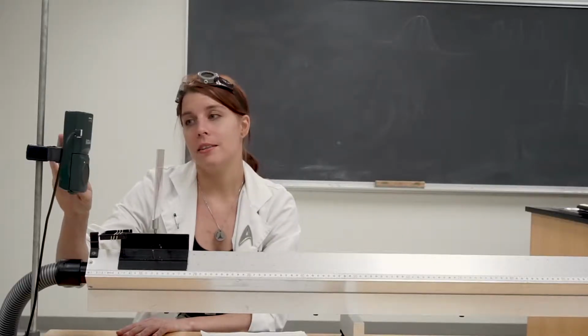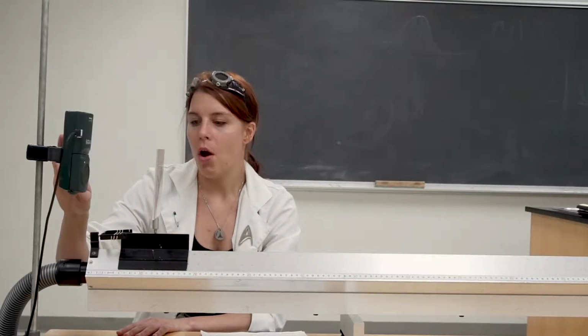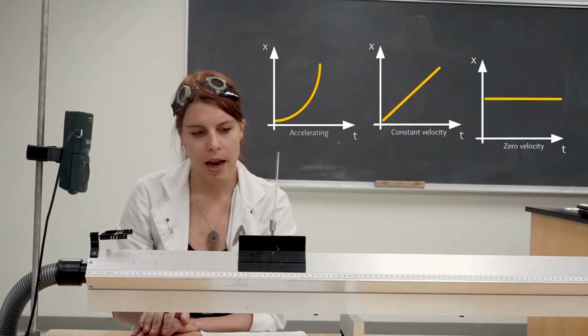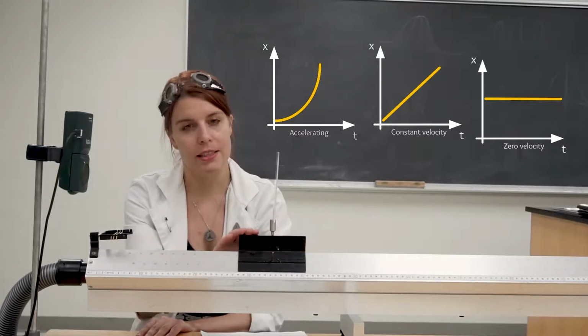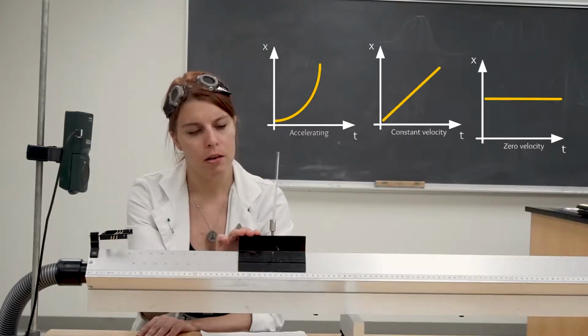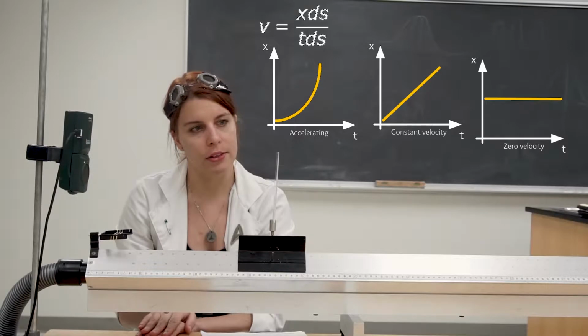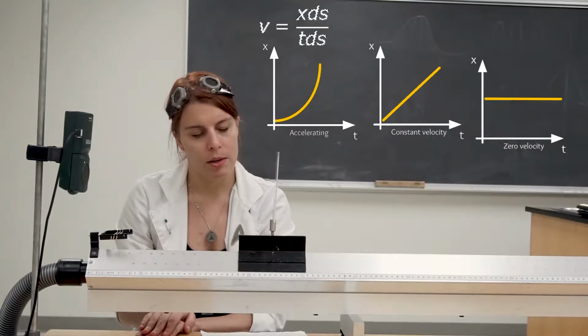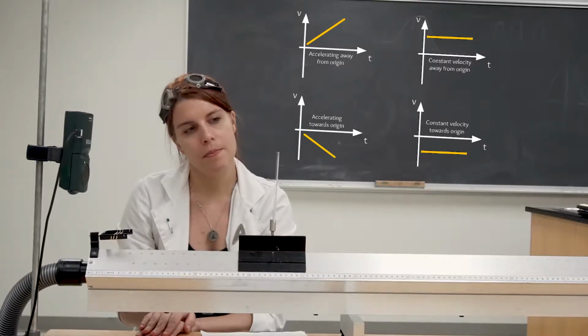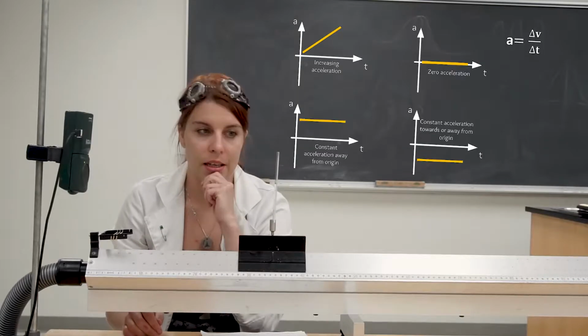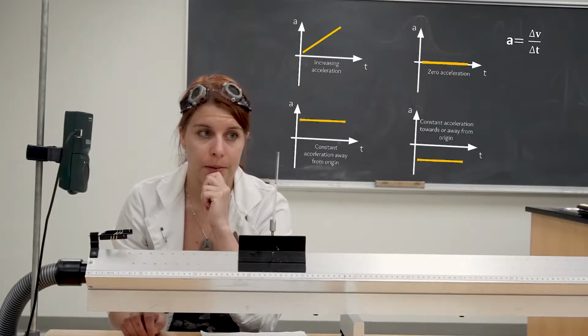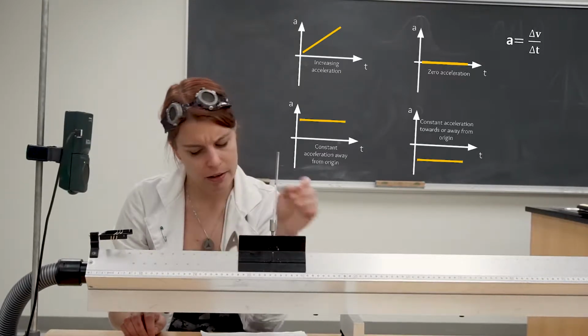If we assume that the Sonic Ranger is at the origin, what would a graph of the air car's position versus time look like as it travels down the track? How could we use that graph to determine the velocity of the air car? What would a velocity versus time graph look like? Would it be above or below the 0 line? And what would the acceleration versus time graph look like? Could the acceleration at all be influenced by friction?